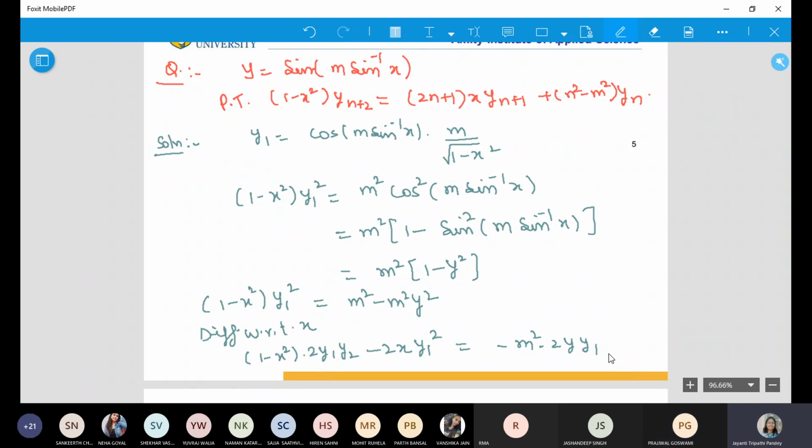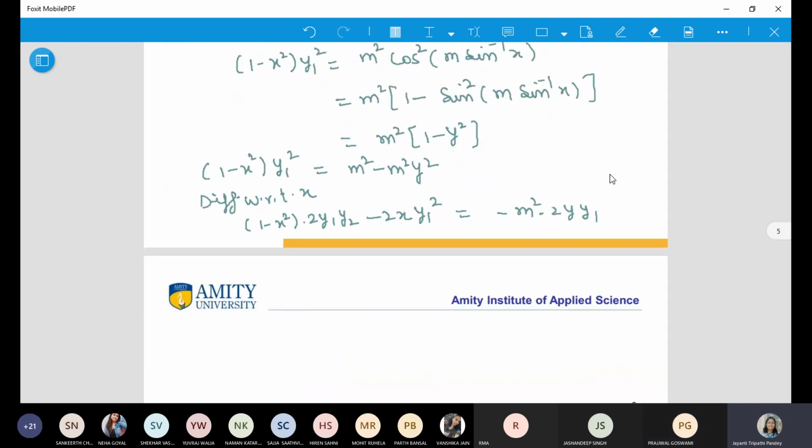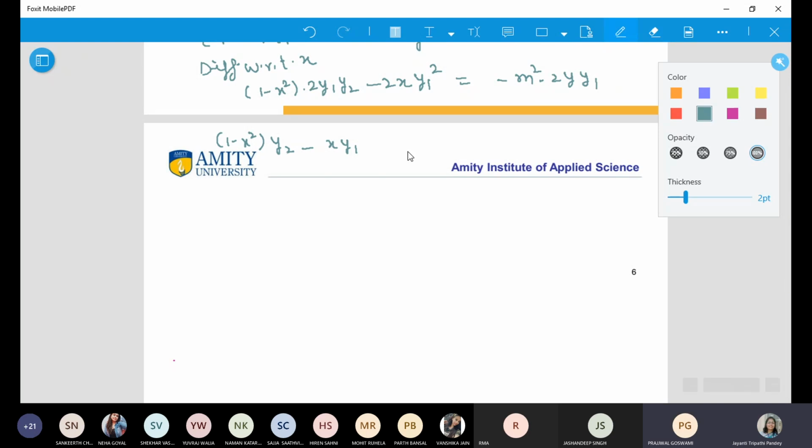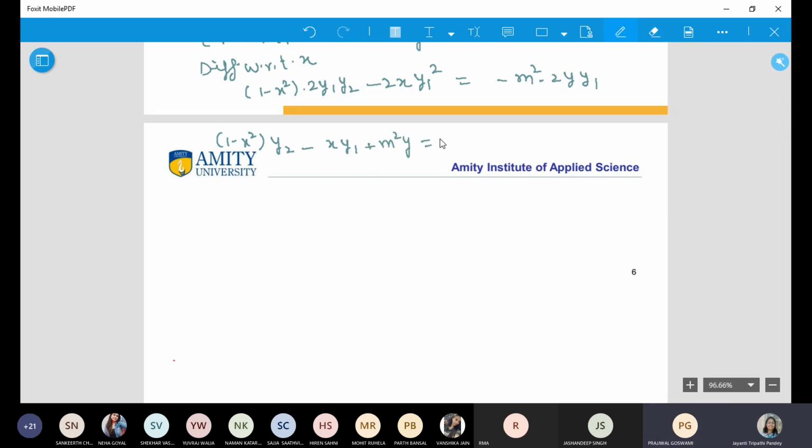Is this okay? Now divide throughout by 2y1 and see what will you get. You will get 1 minus x square y2 minus x y1 is equal to minus m square y. Or I can shift it this side, just to save space. This is m square y equals to 0.